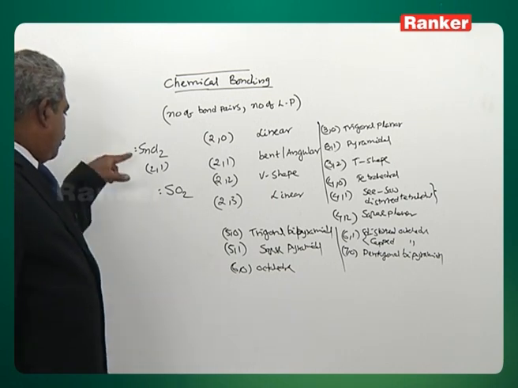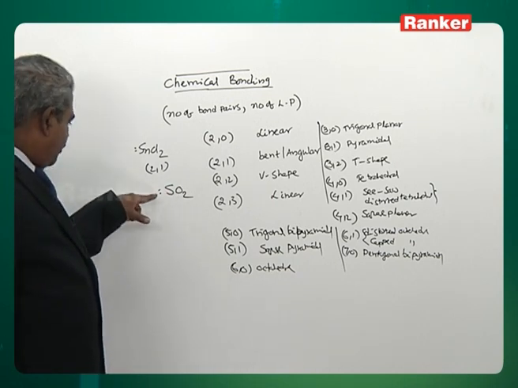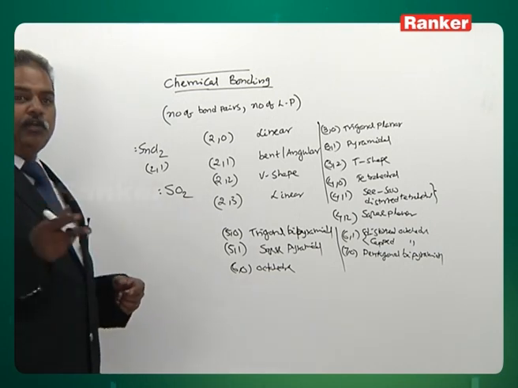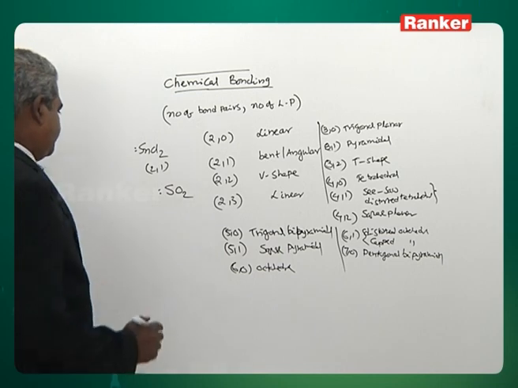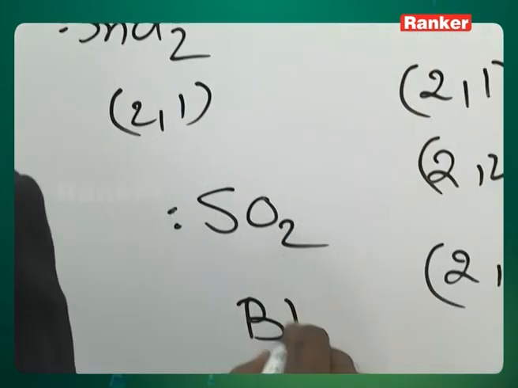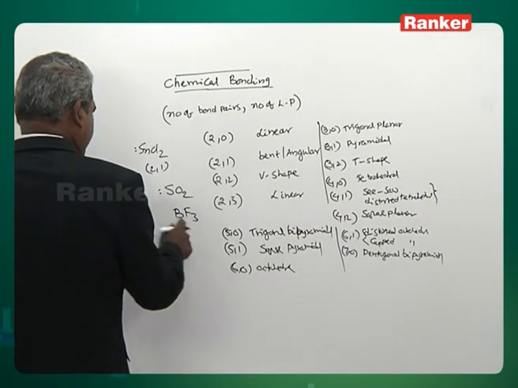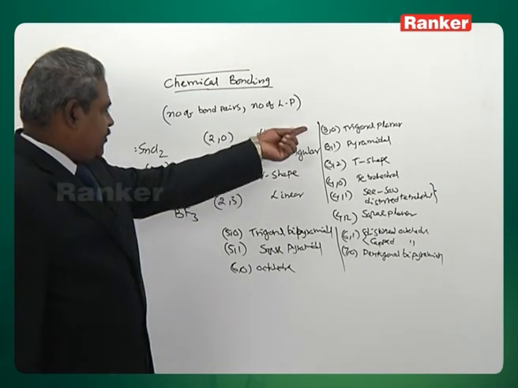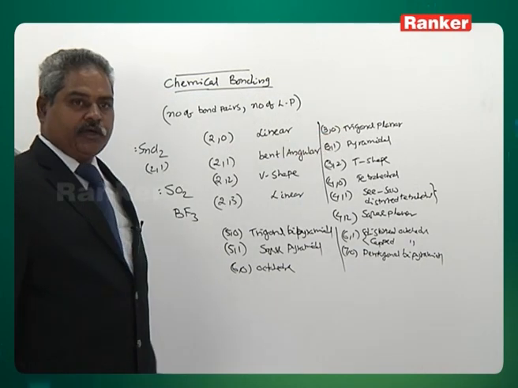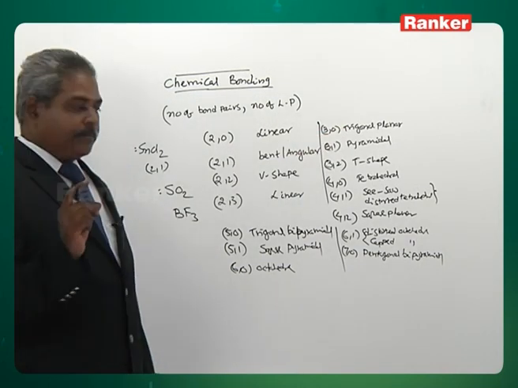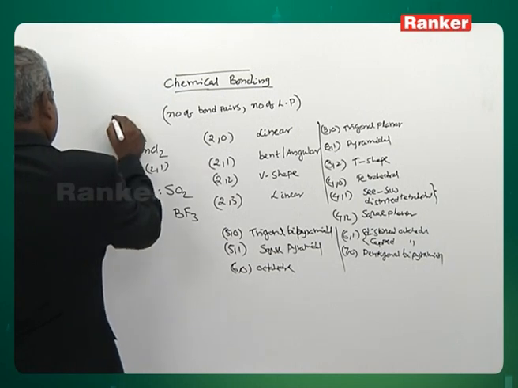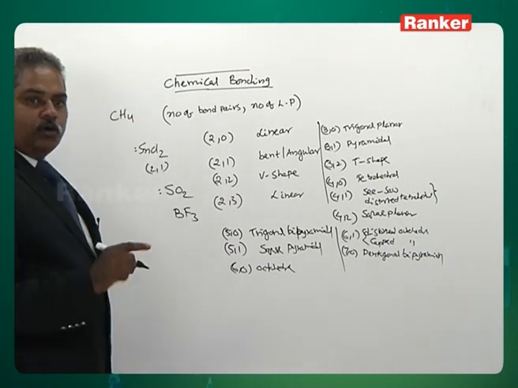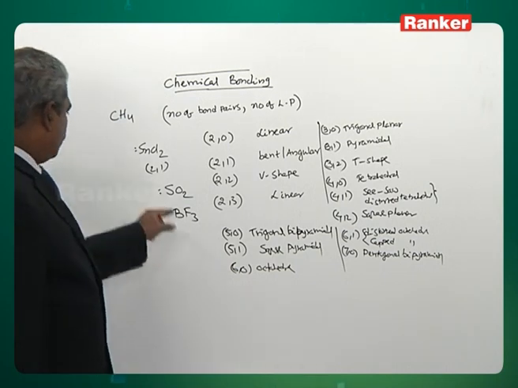2, 1. So if you know the lone pair, I have marked the lone pairs here. So what is it you have to learn? You should be able to mark the lone pairs yourself. BF3. There is no lone pair. 3, 0. 3, 0 is trigonal planar. You need not tell me trigonal planar, because if you say 3, 0, I understand as much. You just tell me the coordinates. CH4. There is no lone pair here. 4, 0.